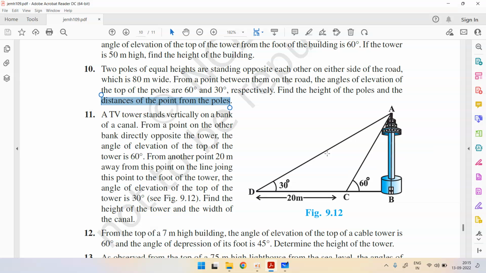Height of the tower and the width of the canal. The tower is on the bank of a canal, and the point is on the other bank directly opposite. From this figure, it's A, B, C, D, 60, 30, 20. So this is my question number 11. We directly draw the diagram, a triangular diagram.